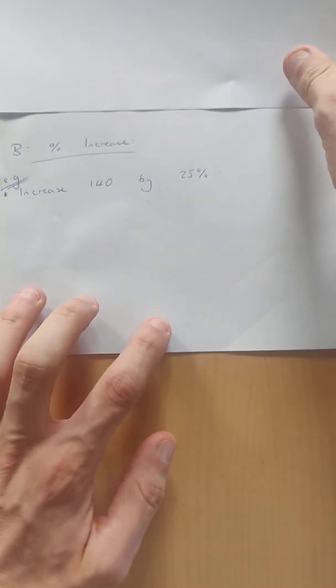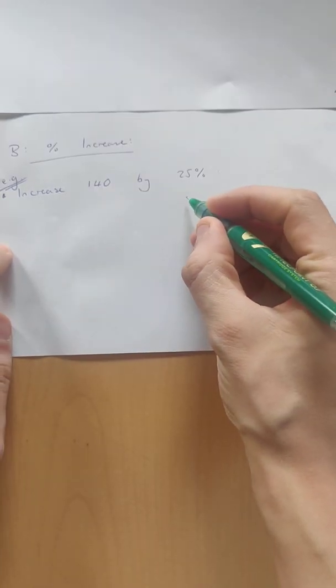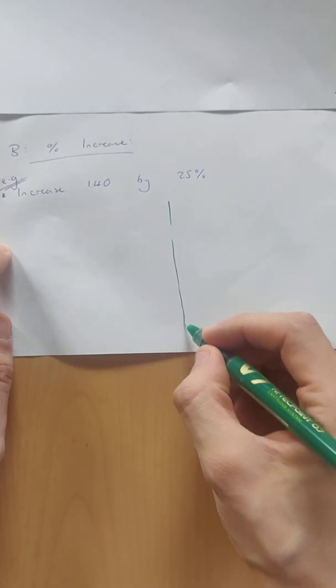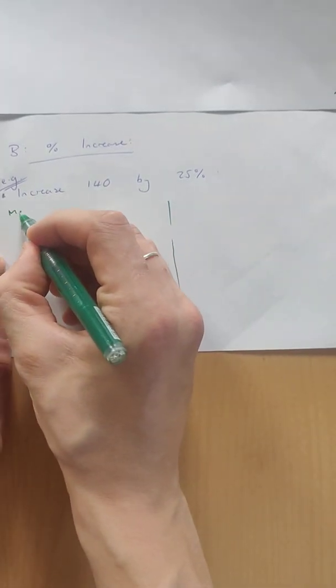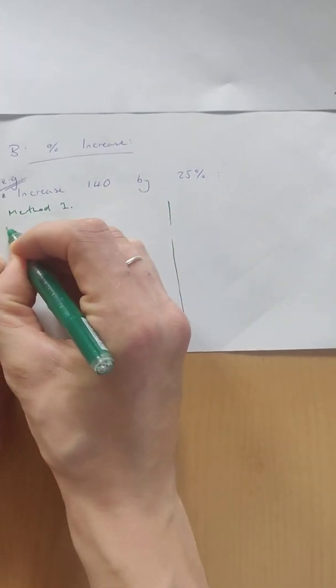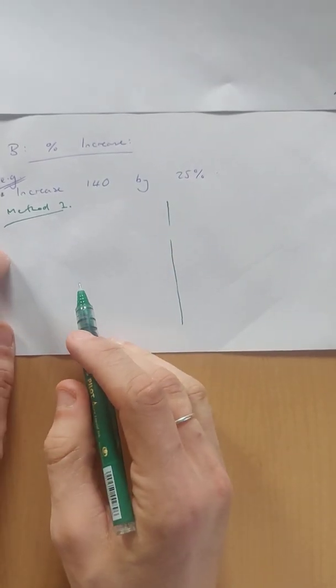Next up is percentage increase or decrease, the same process, and we're pretty good at these now. I'm going to increase 140 by 25%. There are 2 methods here, and I'm going to go through both of them, one on each side. So this is method 1, and this is the kind of non-calculator method.